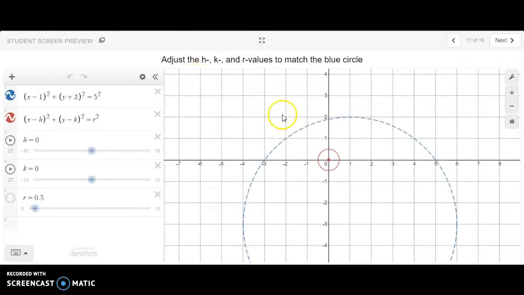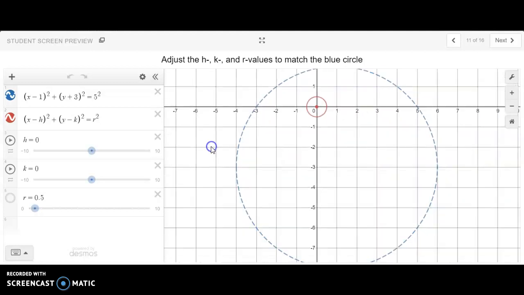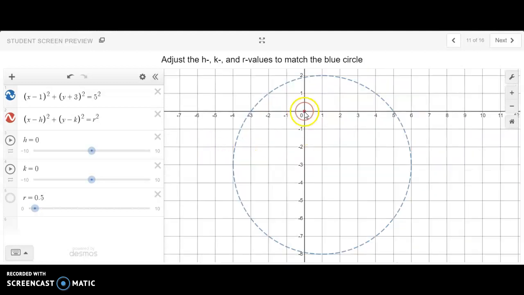Okay, here, I'm asking you to kind of put it all together. You're going to move all 3 sliders, the h, the k, and the r, to match this blue circle. So we know just based on the picture that it's going to have to move down, right? So which one's going to move us down, h, k, or r? Hopefully you said k. K moves us down. If not, you just play with it.